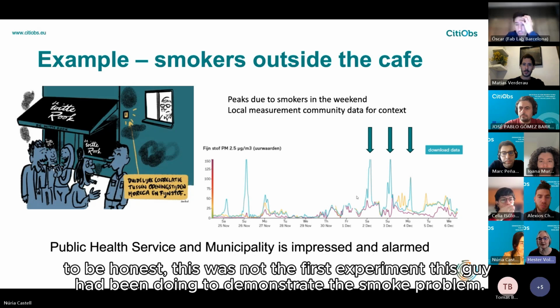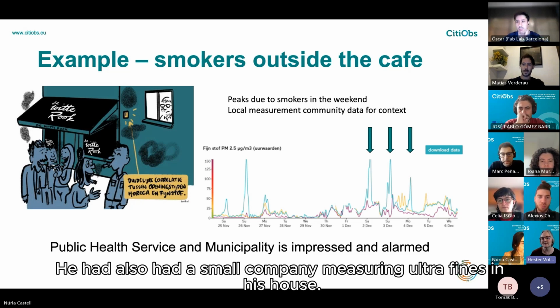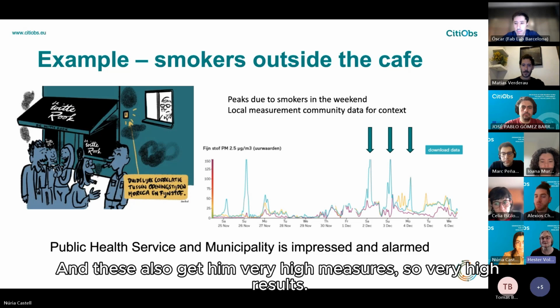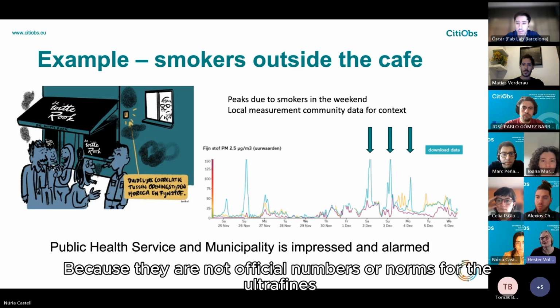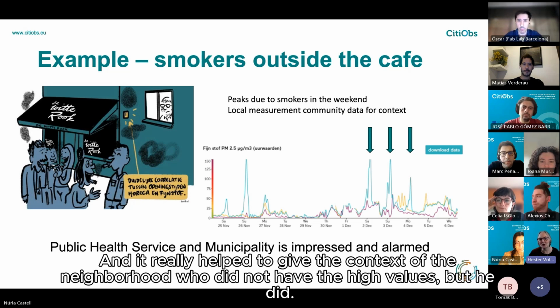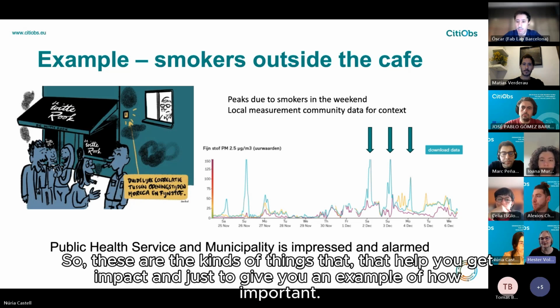And to be honest, this was not the first experiment this guy had been doing to demonstrate the smoke problem. He had also had a small company measuring ultrafines in his house, and these also gave very high results. But for some reason, the Public Health Service was not so impressed because there are no official numbers or norms for the ultrafines. And it really helped to give the context of the neighborhood, which did not have the high values, but he did. So these are the kind of things that help you get impact.